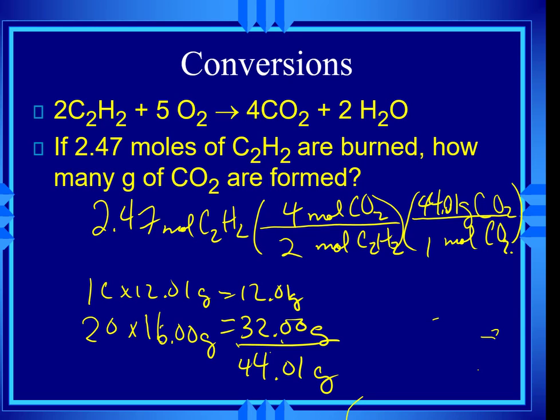1 mole weighs the number off the periodic table. So if you're going to use the number off the periodic table, that's how much 1 mole weighs. Thing on the top, thing on the bottom have to be the same size. Push the buttons. 2.47 times 4 divided by 2 times 44.01. And with 3 sig figs, I get 217 grams of CO2 because that's what my units work out to be. Extra tough. Okay. These took 2 conversion factors because one of them started at moles, the other one ended at moles.